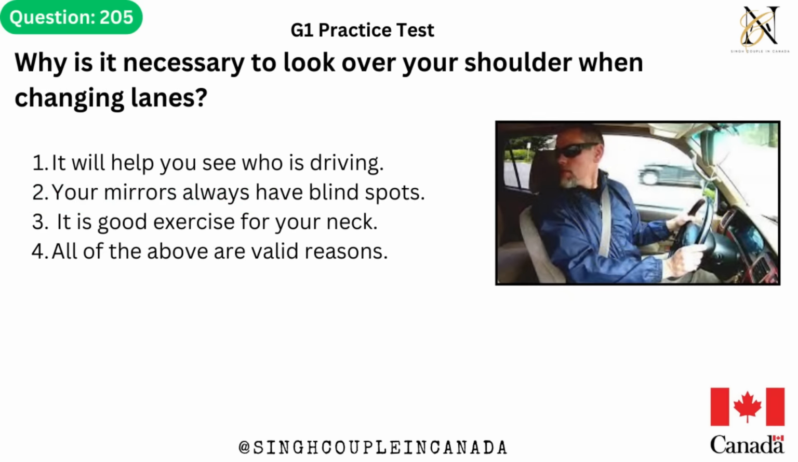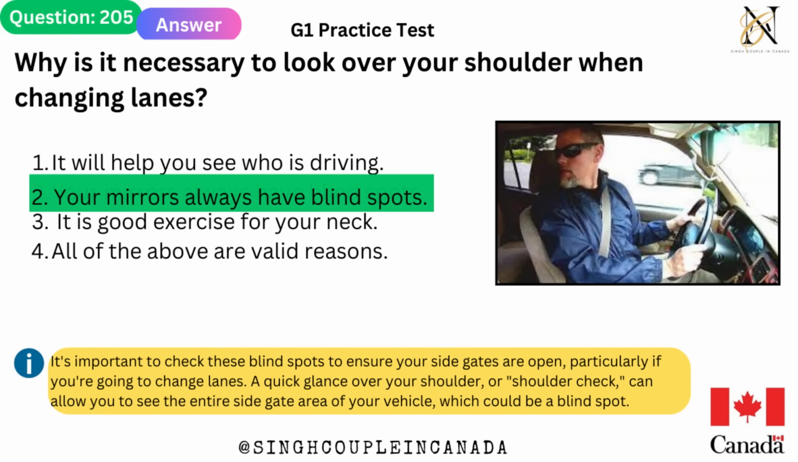Why is it necessary to look over your shoulder when changing lanes? 1. It will help you see who is driving. 2. Your mirrors always have blind spots. 3. It is good exercise for your neck. 4. All of the above are valid reasons. The answer is 2. Your mirrors always have blind spots. It's important to check these blind spots to ensure your side lanes are open, particularly if you're going to change lanes. A quick glance over your shoulder, or shoulder check, can allow you to see the entire side area of your vehicle, which could be a blind spot.